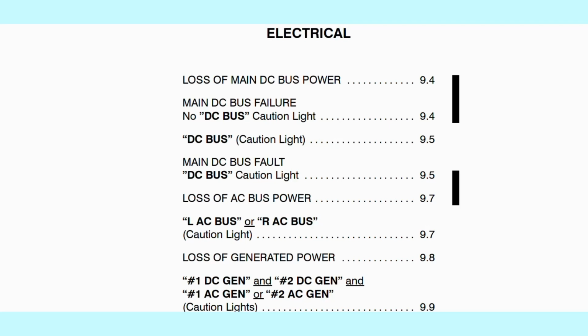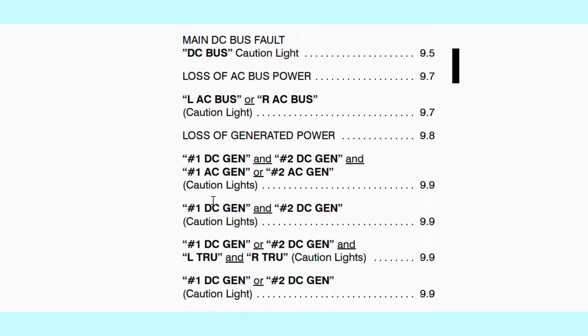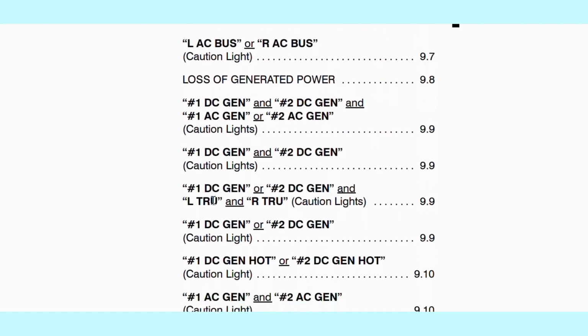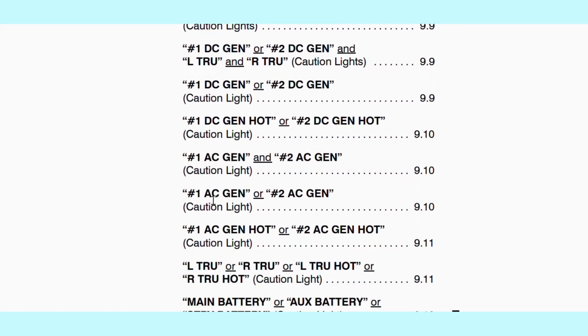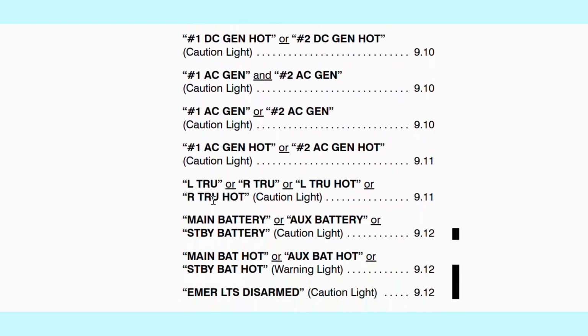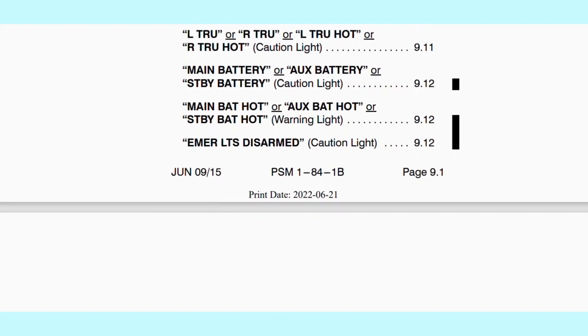So what we have here is a list of contents. Loss of main DC bus power, main DC bus failure where there is no DC bus caution light, then you can have a DC bus caution light, and the like, which is just a matter of you reading through. Our job now is to go through each of these, where we need to explain what to do and what we can observe when we actually do get some sort of caution in this regard. So let's go ahead and get started on that one and see how much we can cover as we go along.